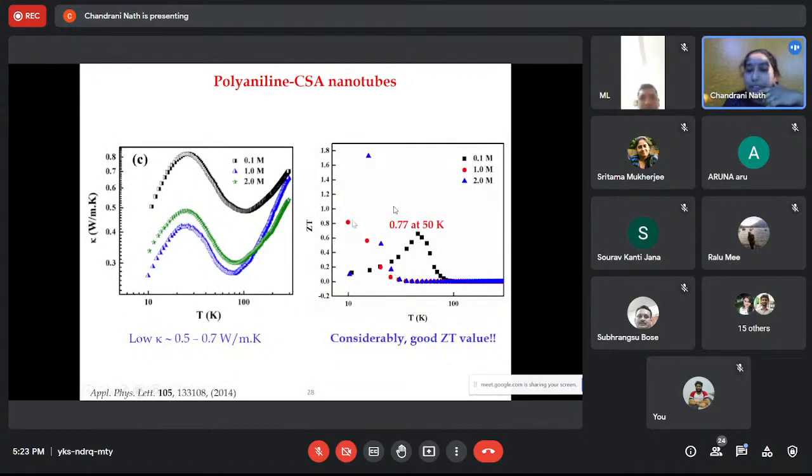So here, as you can see, this is the ZT value. We have got 0.77 at 50 Kelvin. This is quite a low temperature, so this particular material can have application for low temperature cooling for quantum computers, or for recovering the waste heat for devices that operate at low temperatures. So that's all. I think I have completed on time.